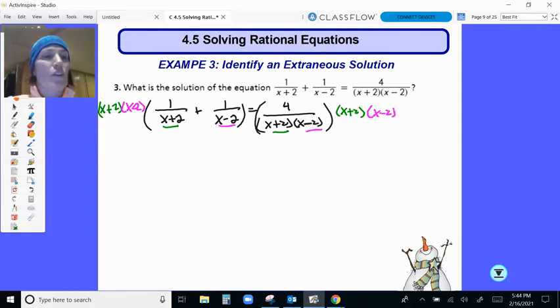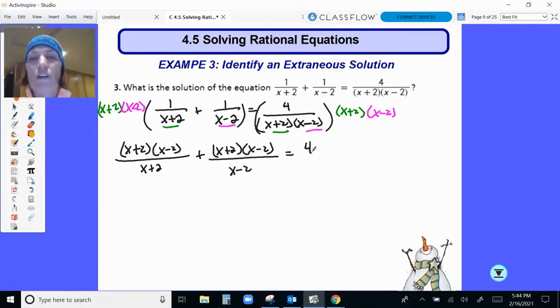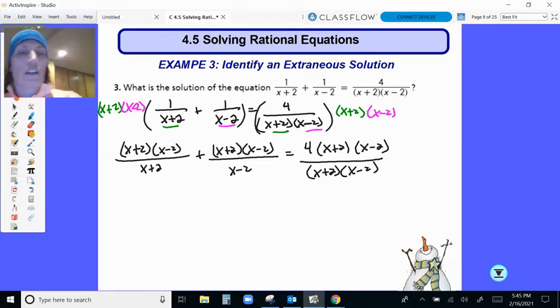Okay, so this will become x plus 2 times x minus 2 all over x plus 2, plus x plus 2 times x minus 2 all over x minus 2, equals 4 times x plus 2 times x minus 2 all over x plus 2 times x minus 2. So similar thing, these cancel out: the x plus 2s, the x minus 2s.